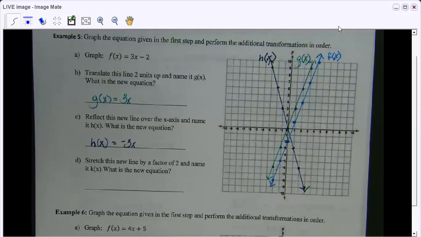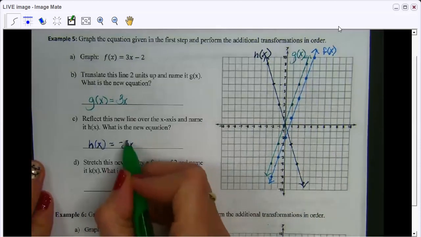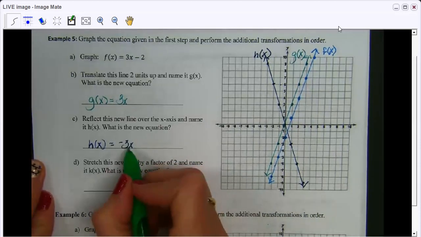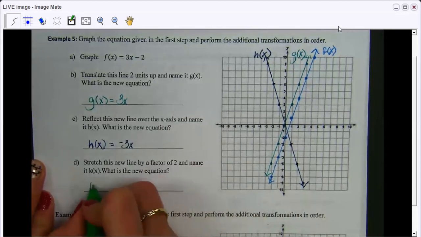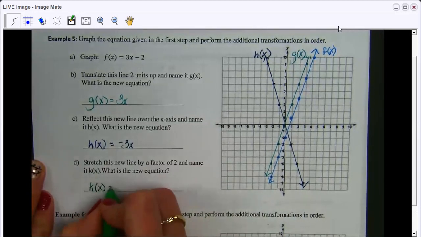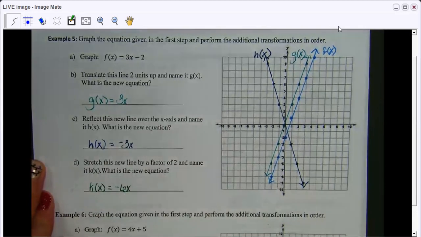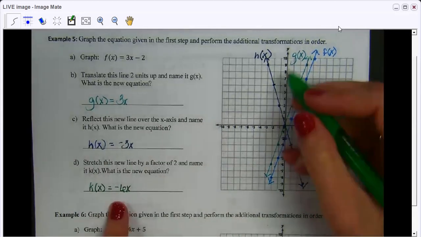And D says to stretch this new line by a factor of 2 and name it k of x. When we stretch by a factor of 2, what do we do with our equation? Multiply the slope by 2. Yeah, because it's asking us to stretch it by a factor of 2. So when we multiply the slope of h of x by 2, we get k of x equals negative 6x. Okay, and so now I'll graph that.